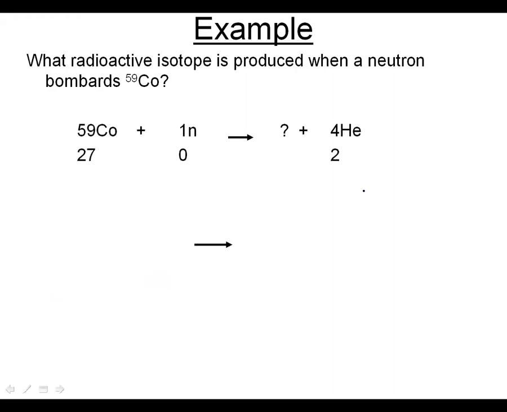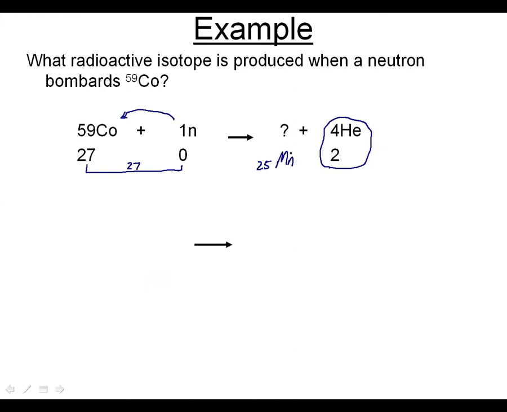So let's take a look at one here. If we wanted to produce a new radioactive element by shooting basically a neutron, so we would be bombarding this guy with a neutron, and we can see we get an alpha particle off. But we can still do it basically the same way as we did before. So if we look at the atomic number, that is 27 on the left. We already have 2 on the right, which means our missing atomic number is 25. If we go to the periodic table, number 25 is Mn.